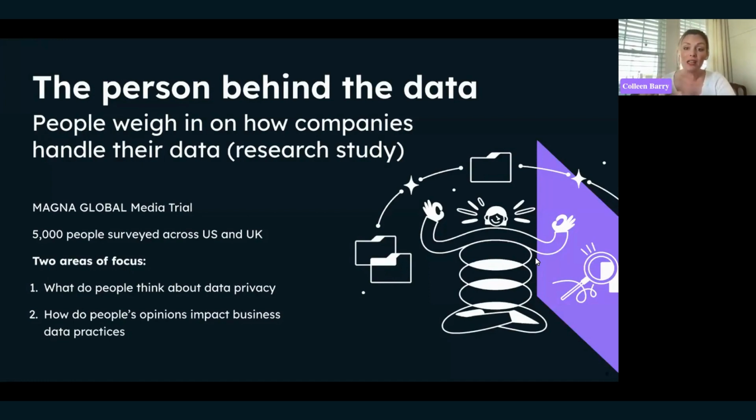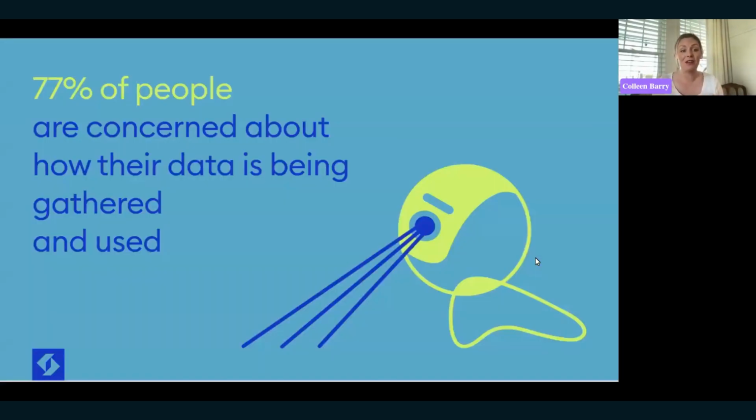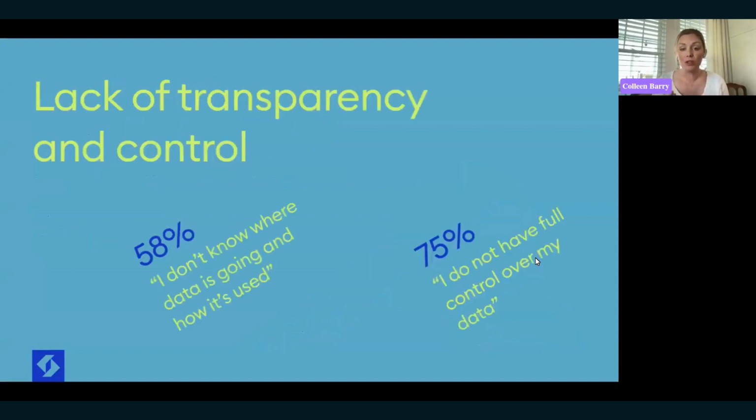We learned some really interesting insights that inform specifically our thoughts on consent. So to start, if we move to the next slide, we learned that 77% of people are concerned about how their data is being gathered and used. So a large majority of consumers are really worried about how companies are handling their data. And what this boils down to is 2 distinct reasons here. It comes down to lack of transparency and lack of control.